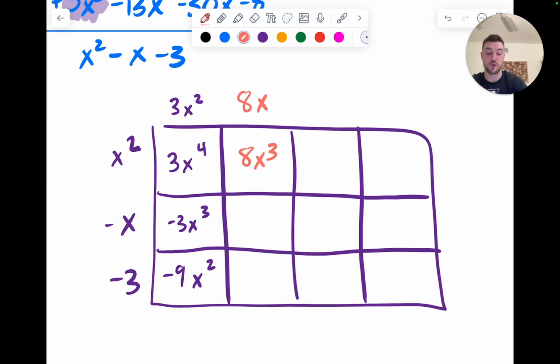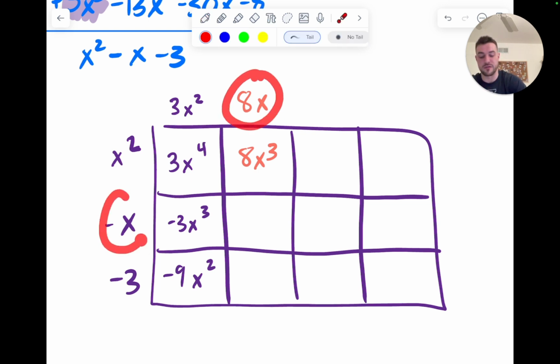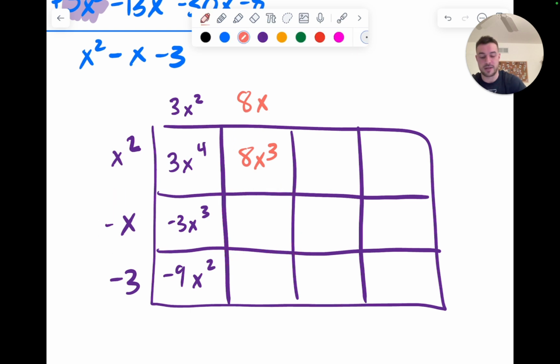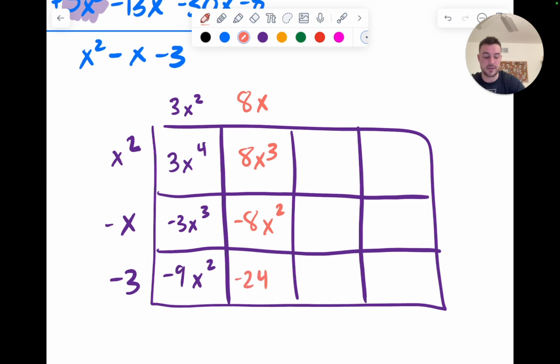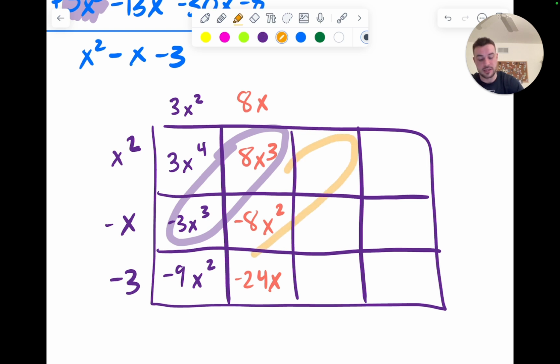Now, just like we did before, I can multiply to fill in the areas of my other boxes. I'll get a negative 8x squared here. If I multiply these values, I get a negative 24x. And we're kind of back to our second step in our division, where let's look at our next row of diagonals. So I previously looked at these ones. What I'm now going to do is move down the line and look at these ones.